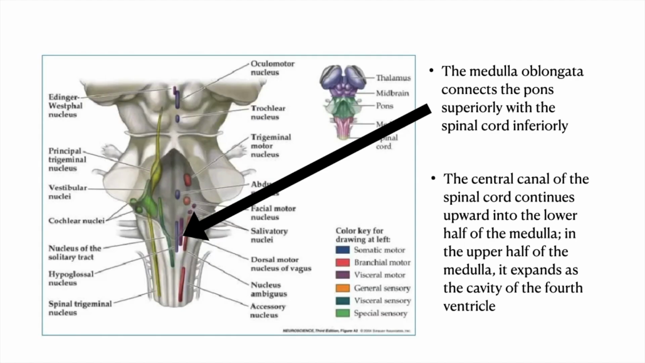The medulla. The medulla connects the pons superiorly with the spinal cord inferiorly. The central canal of the spinal cord continues upward into the lower half of the medulla. In the upper half of the medulla, it expands as the cavity of the 4th ventricle.